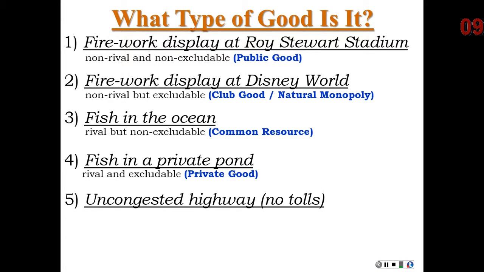It's a road that's not very often used by drivers. It's uncongested, so you being out there really isn't affecting anybody else. Therefore, it wouldn't be rival. It also wouldn't be excludable because it's not a toll road. Okay, so that would simply be a public good, right?